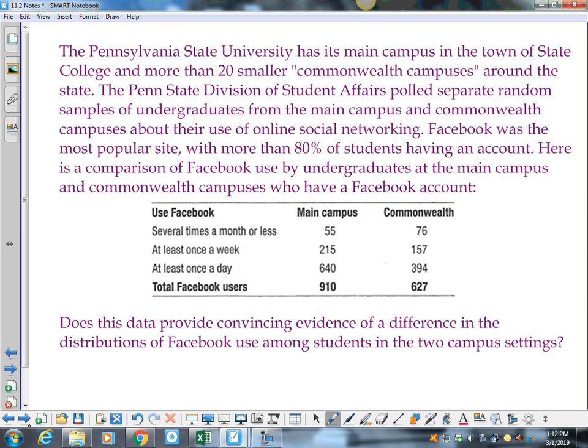The Penn State Division of Student Affairs polled separate random samples of undergrads from the main campus and the Commonwealth campuses about their use of online social networking. Facebook was the most popular site, with more than 80% of students having an account. Here's a comparison of Facebook use by undergrads at the main campus and Commonwealth campuses who have a Facebook account. Tell me this. How many variables do you have?